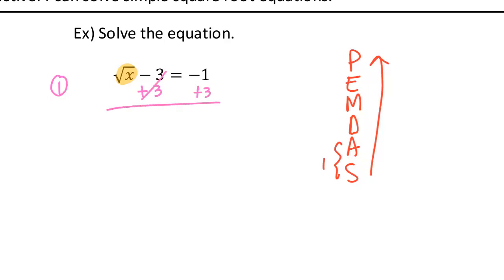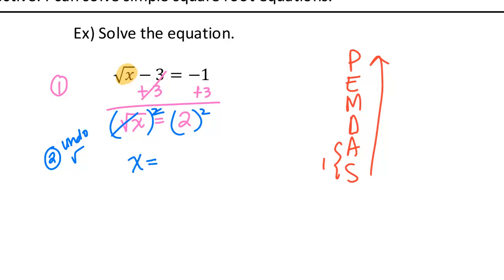So those cancel, and we get the root x equals, what's negative 1 plus 3? 2. Thank you. And then our step 2 was to undo the square root. So how do we get rid of the square root? We square both sides. So then our square root cancels out the squared. We end up with x is equal to 2 squared, which is what? 4.